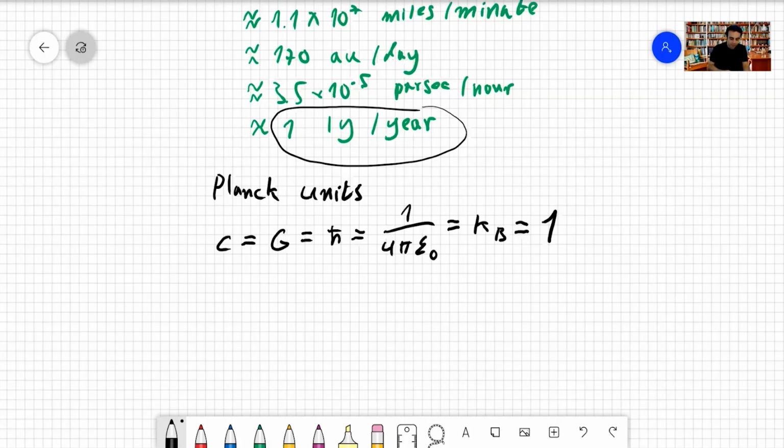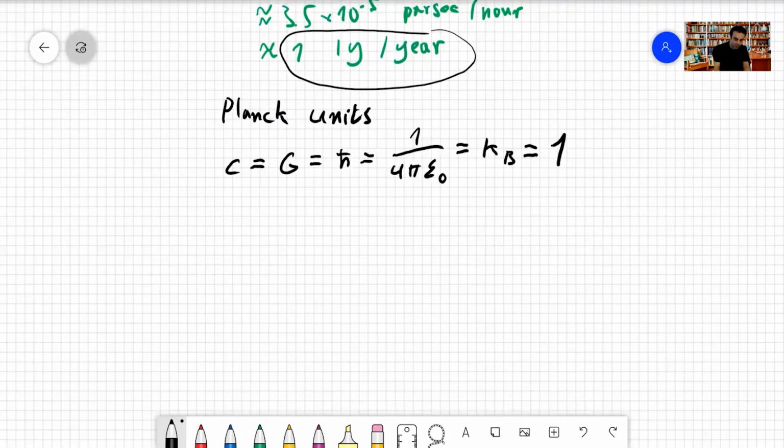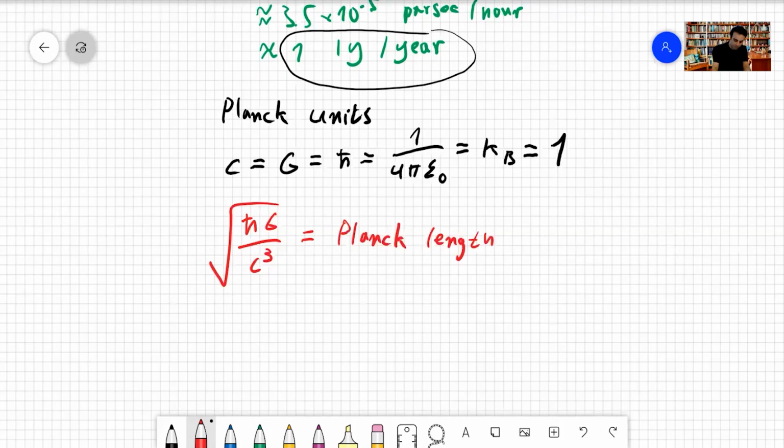For example, the quantity square root of ħG over c cubed is called the Planck length, because it is the combination of these constants in this equation that gives me units of length. And because all of these constants equal one, the Planck length is just equal to one.